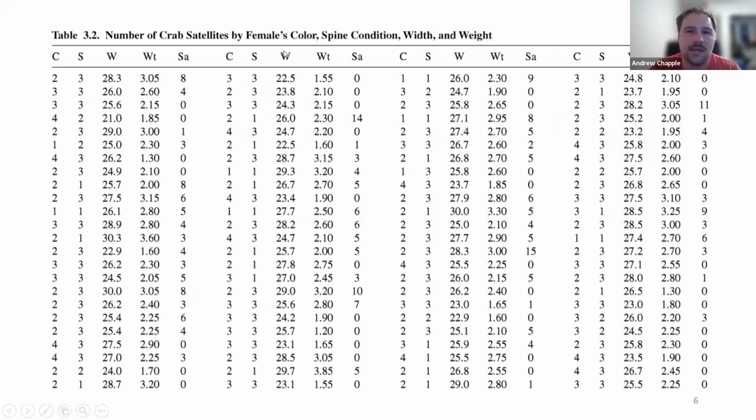So this is what the data looks like. This is split up into multiple data sets. Just to highlight, this is your first set of data, this is your second, this is your third, and this is your fourth. So this crab has a color of 2 and a spine of 3. They have a width of 28.3, a weight of 3.08, and they have 8 satellites. This crab here has a color of 3, a spine condition of 3, a width of 30, a weight of 2.6, and 4 satellites. So this is just what their data looks like.